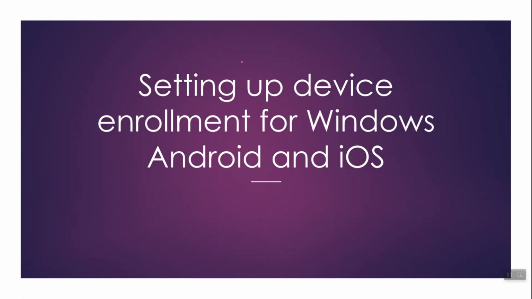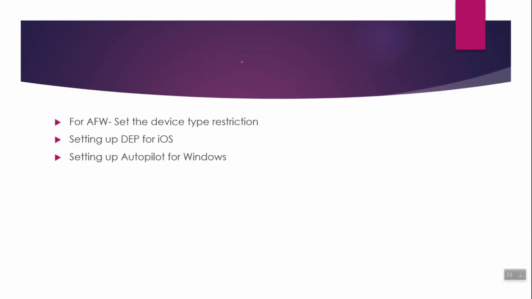There is no prerequisite per se for Windows and for Android. However, for iOS, there is a prereq, and there is one for Android for work as well, which needs to be set up so that the devices can get enrolled. As in, for Android for work, we will have to create a device type restriction and set it over there, because by default Android for work is set to blocked, and Android is set to allow. So for facilitating Android for work enrollment, we will have to set that up. And for iOS, we will have to set up the APN.